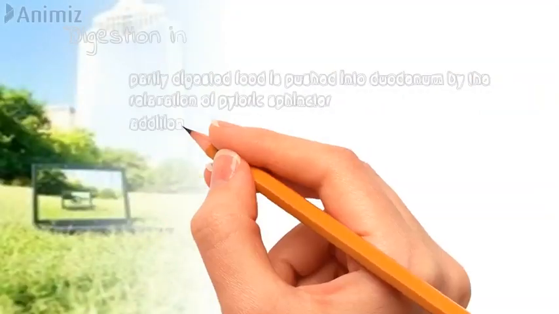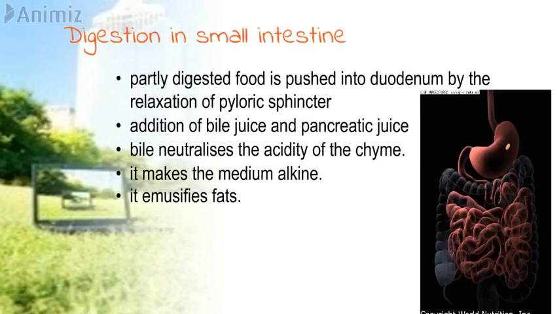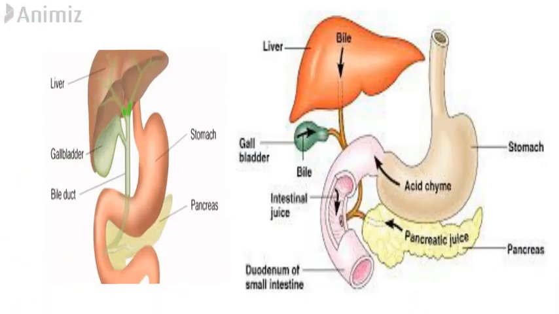Now, let us discuss about the digestion in small intestine. Digestion gets completed in the small intestine. Partially digested food is pushed into the duodenum, that is the first part of the small intestine. Here, the bile juice and the pancreatic juice are added to the chyme. Bile neutralizes the acidity of the food. Here you can see how bile and pancreatic juice are getting added into the duodenum for the further digestion.